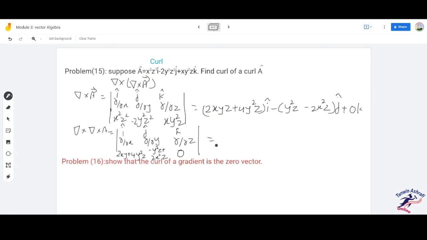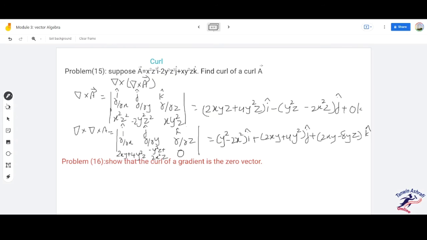When you find the value of this determinant, we will have (y square minus 2x square) i cap plus (2xy plus 4y square) j cap plus (2xy minus 8yz) k cap.